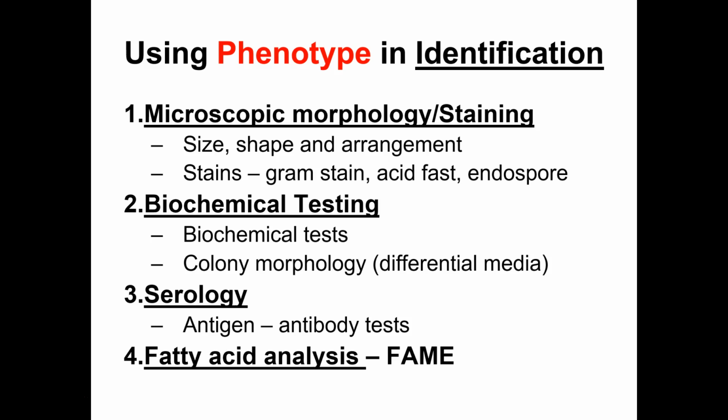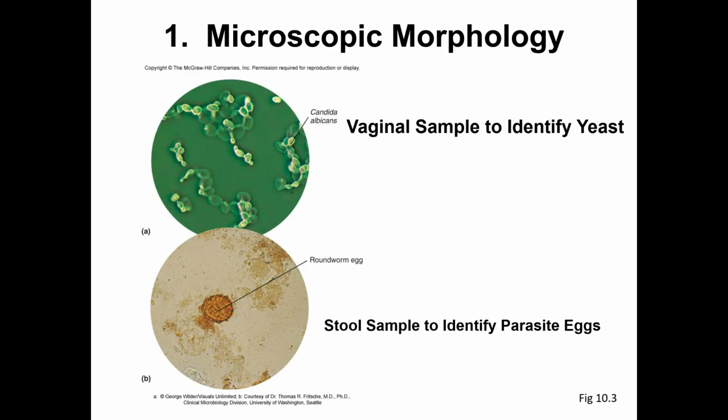Okay, so using phenotype, there's all sorts of methods, and these are more classical, but we're just going to hit on four of them. So microscopy, biochemical testing, serology, and then fatty acid analysis. Okay, so microscopy. This is not the best method of identification. Microscopic identification is more situational. It has to be, say, a very specific pathogen in a place it doesn't belong.